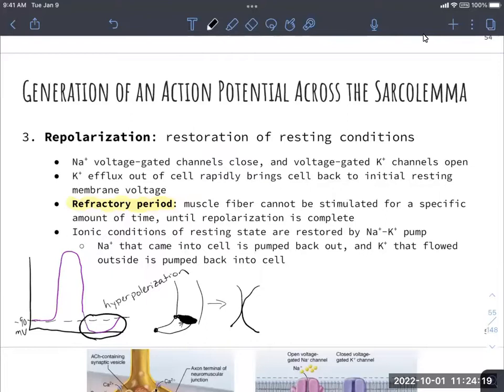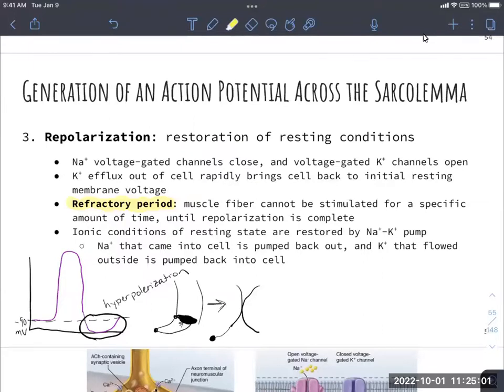changes from its blocked state, so it can't allow any more potassium to flow out of the cell, but it hasn't changed its shape back to closed. So it needs to change its shape before we can receive another action potential from a nerve for that muscle to contract. So this channel has to change its shape before we can start the whole process over again. That is what's happening during hyperpolarization.